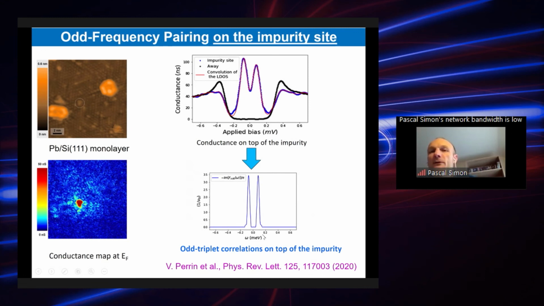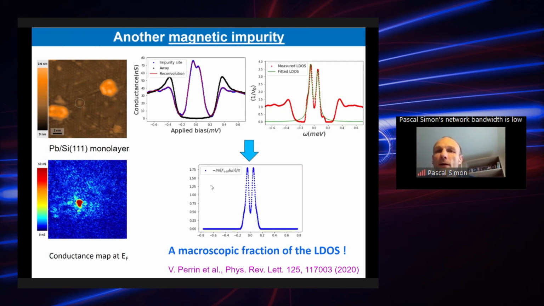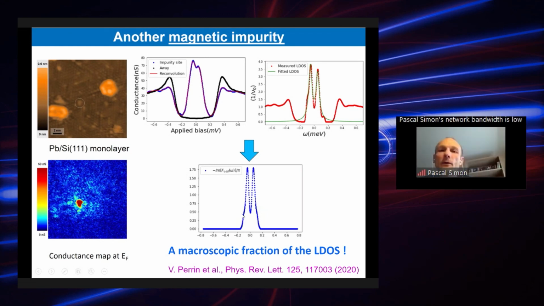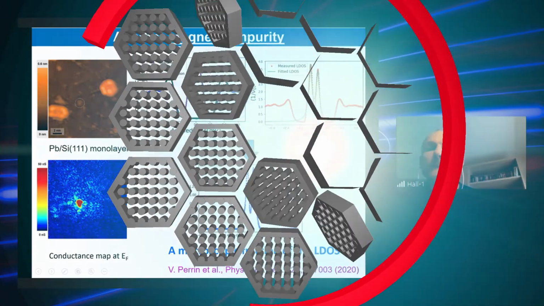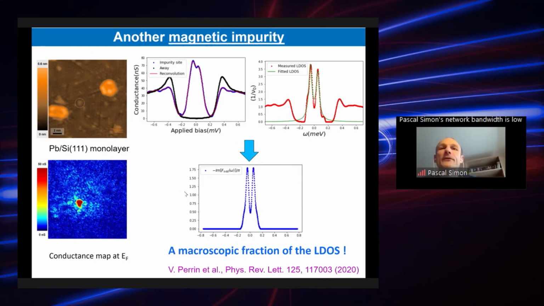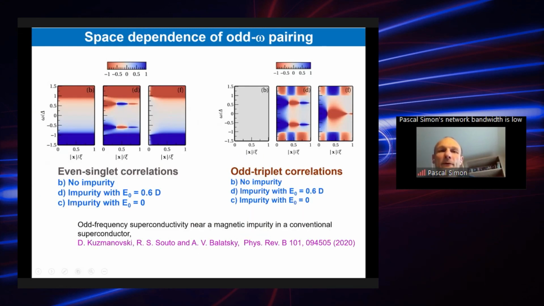So we've been using this recipe for odd frequency pairing, and if you want, you can have access to the real part by analytic continuation. We can do that for many other impurities, and this is quite general. What is also important to notice is that you have a macroscopic fraction of the local density of states. We could go further, but I won't have time to look at the spatial dependence.